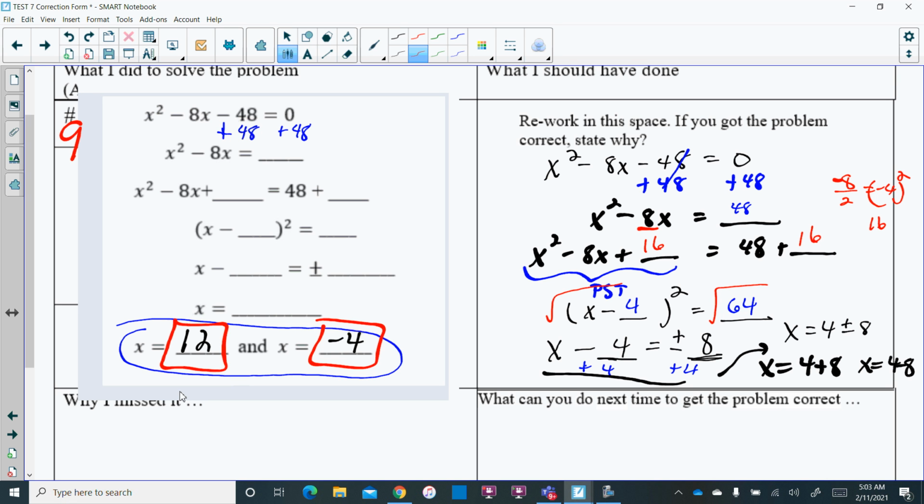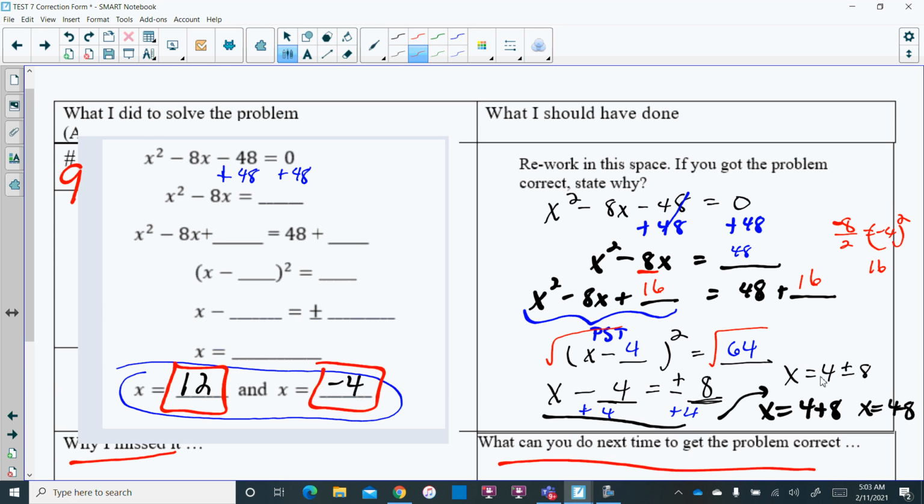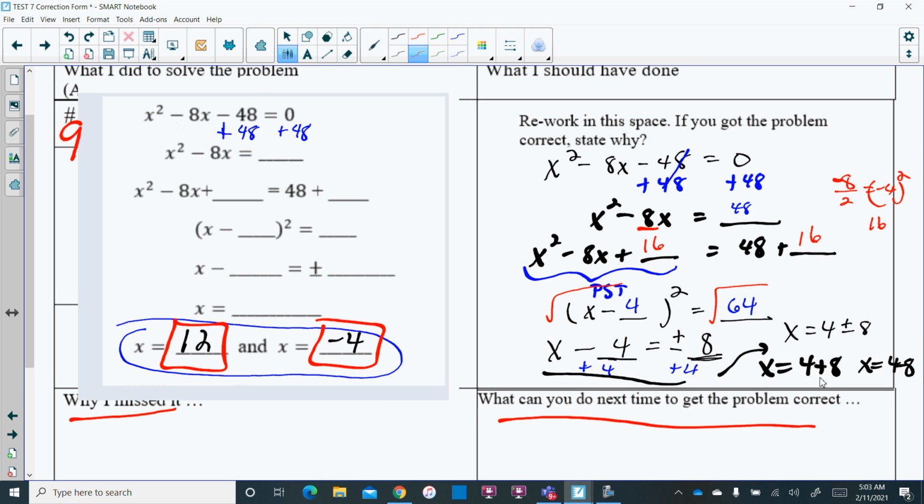It asked for you to find the values of x. So the last part, the values of x, by filling in all steps, showing how to solve by completing the square. So it was the value of x that they wanted here. Okay. So if you missed this, please explain to me why you missed it and what you can do next time.